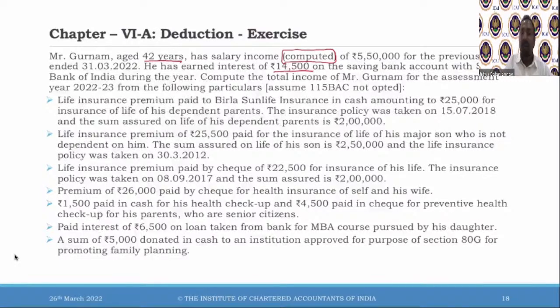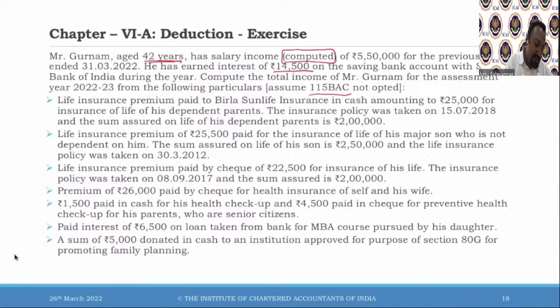What section do you remember? 80TTA, with State Bank of India during the year. Compute the total income of Mr. Gurnam. Just a second. If it is a senior citizen, even savings bank is covered under 80TTB only. So once you see it is a senior citizen, what is eligible is 80TTB, which includes savings bank and FD interest, RD interest, all other interest. For people less than 60 years old, what is included is only savings bank. So since he is less than 60 years, the provision applicable is 80TTA. So 14,500, how much is exempt? 10,000 with State Bank of India. Assume 115BAC is not opted.